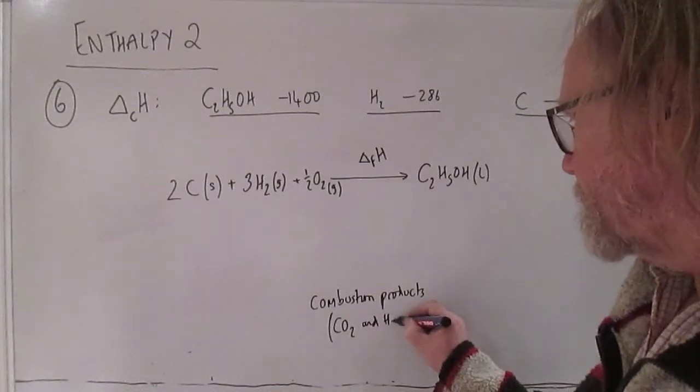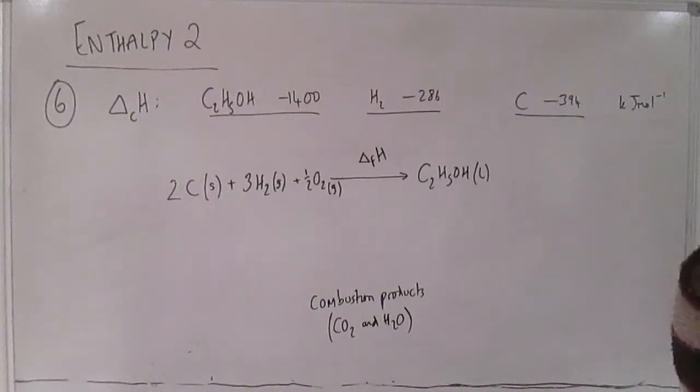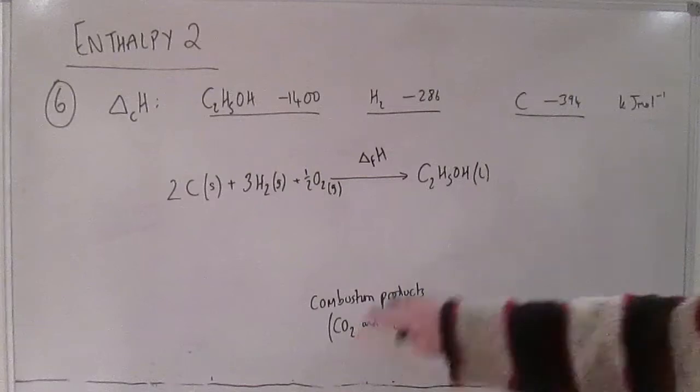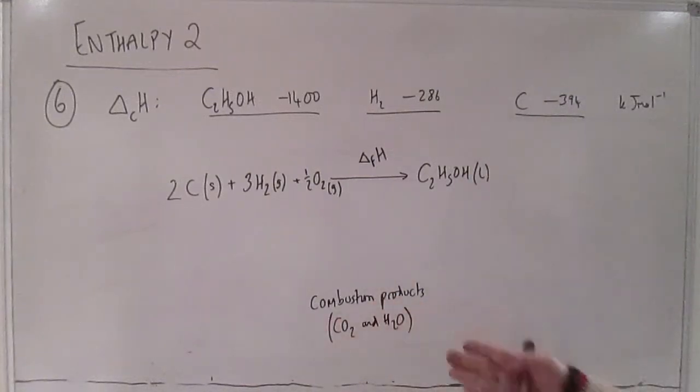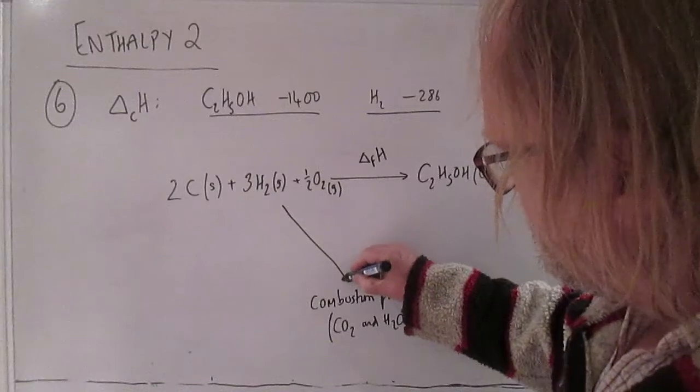Now we could balance that up and work out how many moles of CO2 and water, but again, it doesn't actually affect the calculation, because what we make in the first step we destroy in the second step, so it doesn't actually matter. So it's easier just not to bother and just write that. So let's put the numbers in.